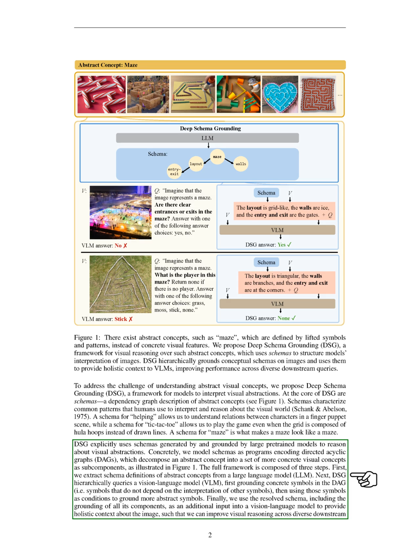DSG utilizes schemas generated by large pre-trained models to reason about visual abstractions. We represent schemas as programs that break down an abstract concept into more concrete visual elements. Our framework consists of 3 steps. First, we extract schema definitions from a large language model, LLM. Second, we query a vision language model, VLM, to ground concrete symbols in the schema. And finally, we use the resolved schema to provide context for the image, enhancing our ability to reason about it.